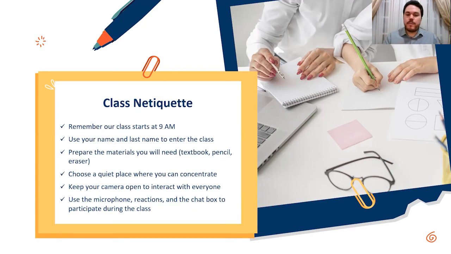Also, you can tell them to prepare the materials they're going to need, such as textbook, pencil, and eraser, to choose a quiet place so they can concentrate, to keep their camera open, to interact with everybody, and to use the microphone, reactions, the chat box to participate during the class. And again, this is something that you can think about in terms of what's going to be most beneficial for our class, and you can adapt. So this is just an example that you can come up with based on the questions that we looked at before.